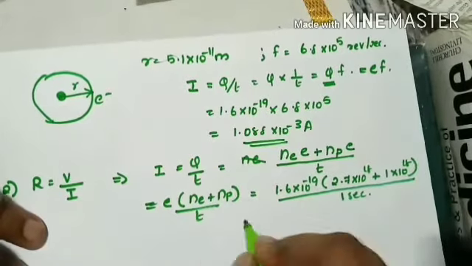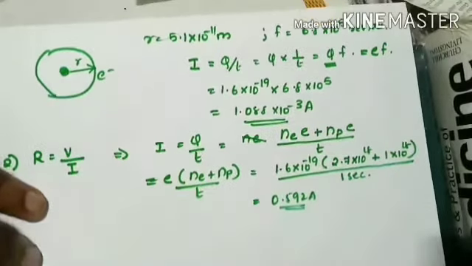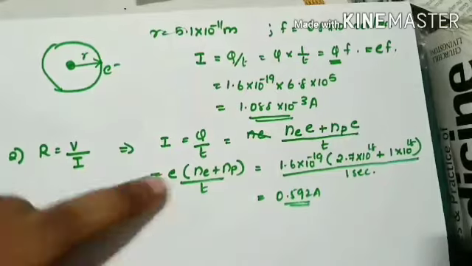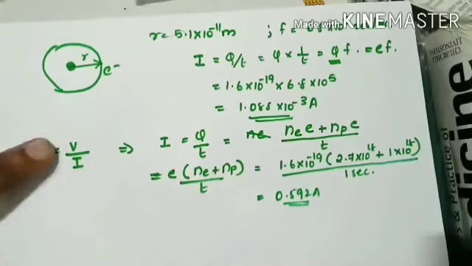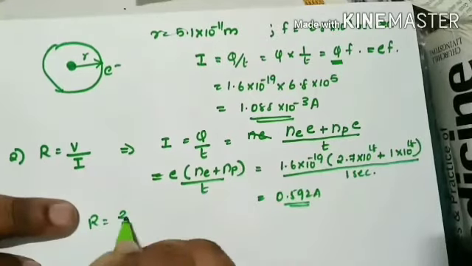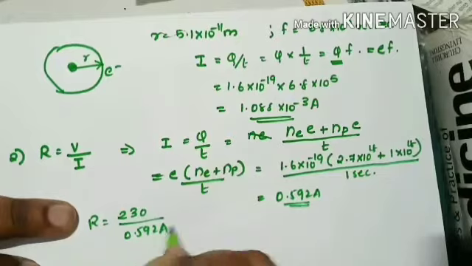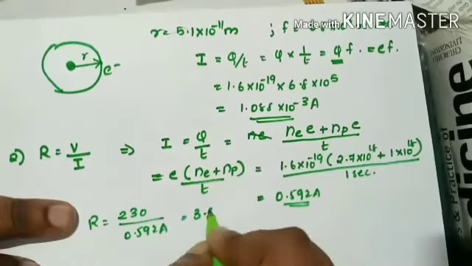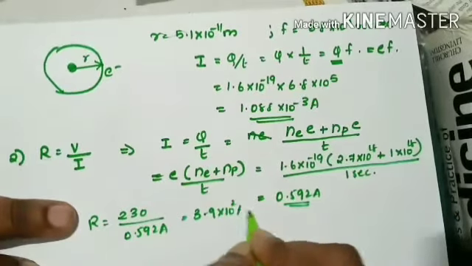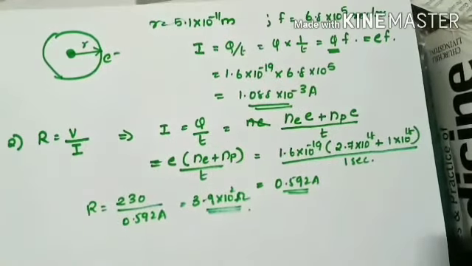Now you will get the value as 0.592 ampere. I am not going to show you how the calculation is done. Now you found the value of current. Substitute here. How much voltage is given now? 230 volt. So resistance will be 230 divided by 0.592 ampere. You will get the answer as around 3.9 into 10 to the power 2 ohm. Clear? This much is clear.